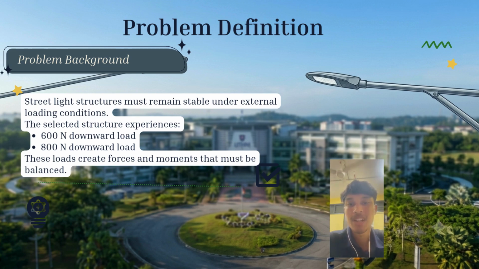3.4 Critical parameters. Several parameters influence the behavior of the structure. These include the magnitudes of the applied loads, the geometry of the structure, the angle of member BC, the location of the loads, and the type of support. Any changes to these parameters will affect the force distribution and support reactions throughout the structure.